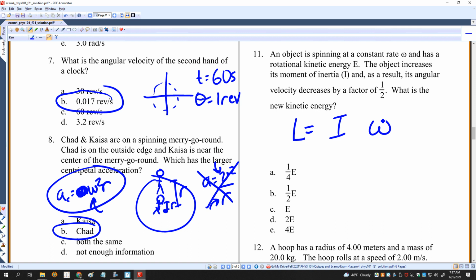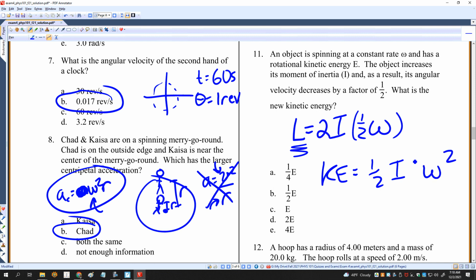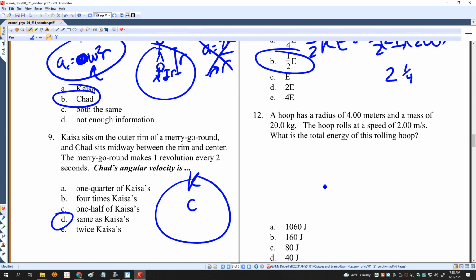If it increases its moment of inertia so that this goes down by a factor of a half, this is going to remain constant. That means this has to double. And then I can look at my kinetic energy. I get a factor of a half here and a factor of 2 here. That's going to give me a 2 times a half squared, which is a quarter. That's going to give me a total change in energy of 1/2 the kinetic energy.